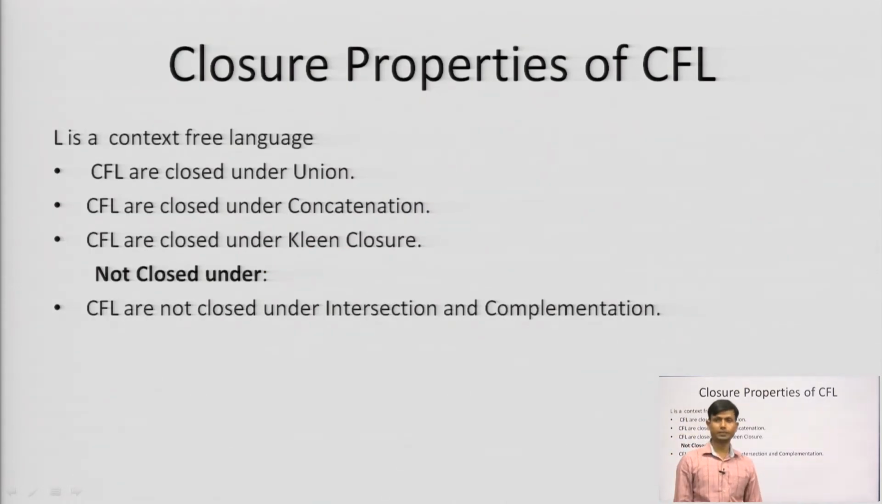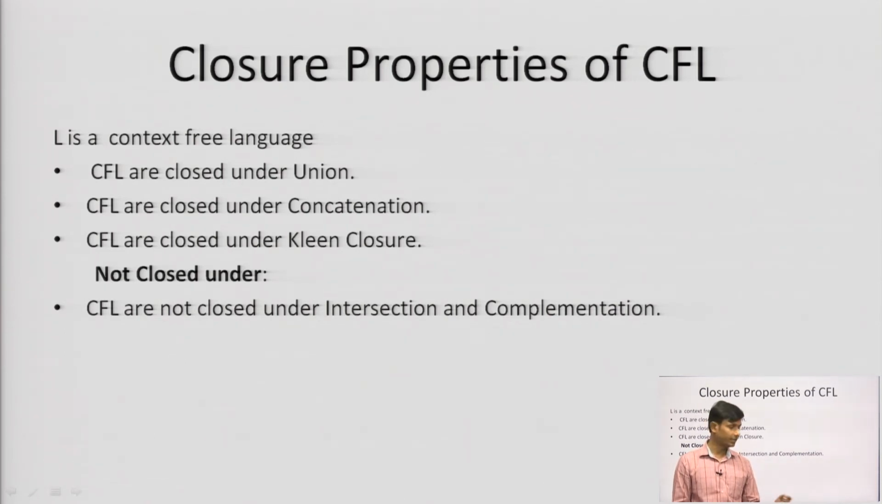Now, closure properties of context free languages. The closure properties of context free languages say that, like for regular languages, where the union of two regular languages is regular and the concatenation of regular languages is regular, here also we have some properties. If L1 is a context free language and L2 is another context free language, then the union of these two is also a context free language.